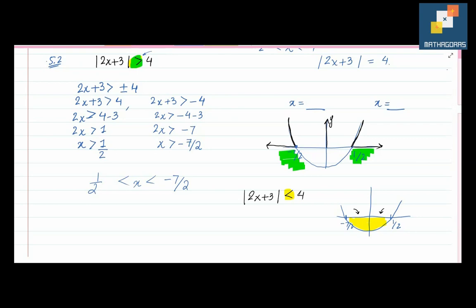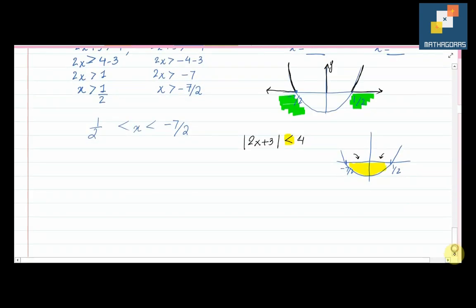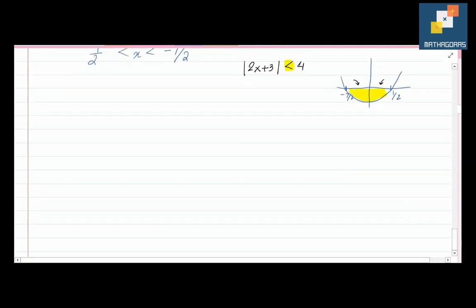So without further delay, I'm going to start the new exercise, that is 5.2. I hope that all of you have your new books of Add Maths.